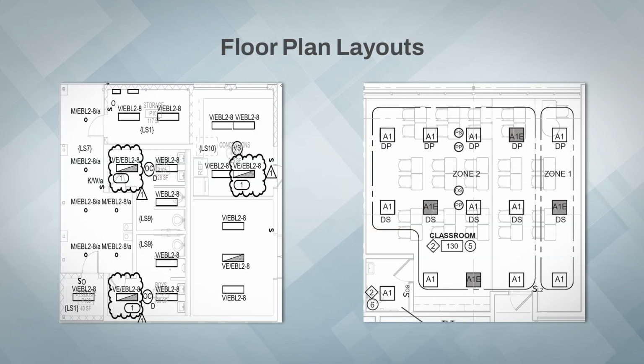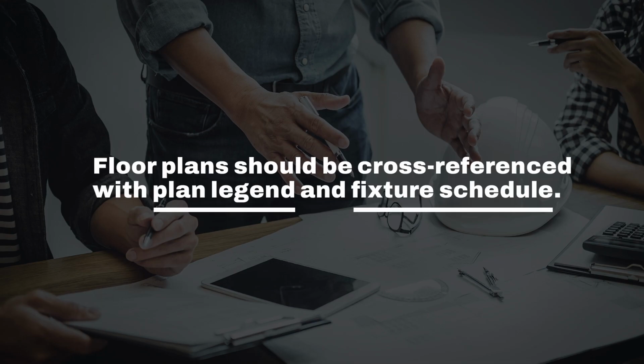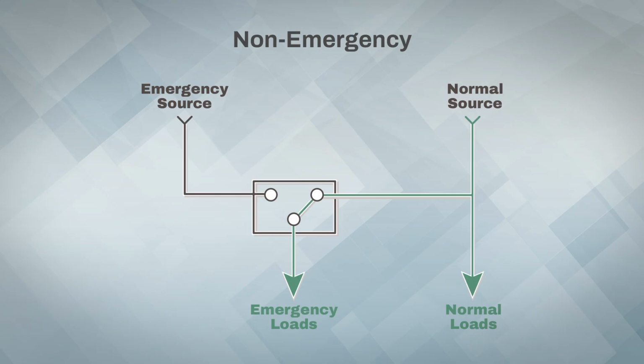Emergency fixtures can be indicated on floor plans in several different ways. Here are two examples where on the left the emergency fixture is half grayed out on the diagonal, and on the right the entire fixture is grayed out. Both are valid, it just depends on the engineer that made the drawings. To confirm if a fixture is emergency controlled or not, the floor plan should be cross-referenced with the plan's legend and fixture schedule.